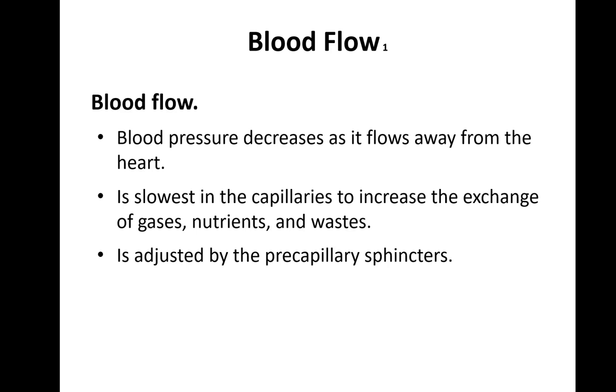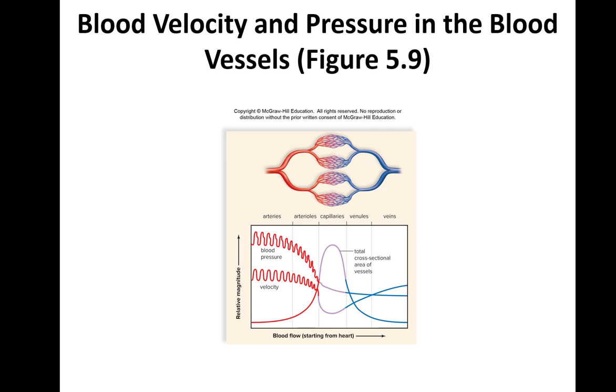Blood flow. Blood pressure decreases as it flows away from the heart. It slows in the capillaries and increases the exchange of gases, nutrients, and waste. This can be adjusted by the precapillary sphincters. This slow pace allows more time for exchange and makes it more efficient. Here's a picture showing you the blood flow and the changes to the speed of flow.